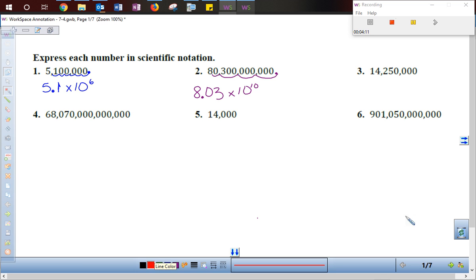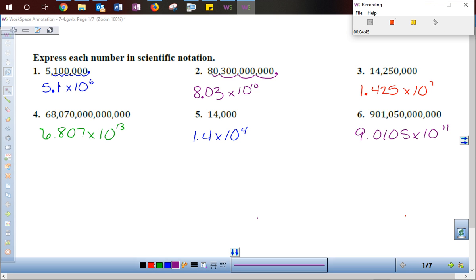On number 3, I want the decimal to go right after that first number. So 1 point, and then the numbers that come after it before the zeros are 4, 2, 5. So 1.425 times 10. Now I need to figure out what that exponent's going to be. So it starts here and we go 3, 6, and 1 more makes 7. So 1.425 times 10 to the 7th. Now go ahead and pause the video and do number 4, 5, and 6 on your own.